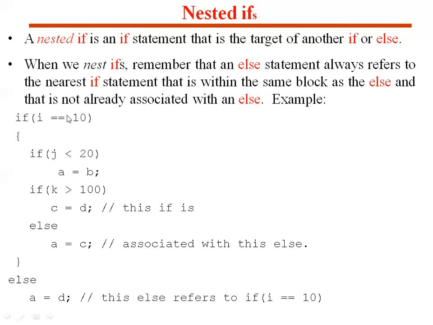If this I is equal to 10 is false, then directly it comes to this else part, and in this else we have only one statement. Okay, so that is how each else statement is associated to the nearest if statement. That's how the program will be executed by the compiler.